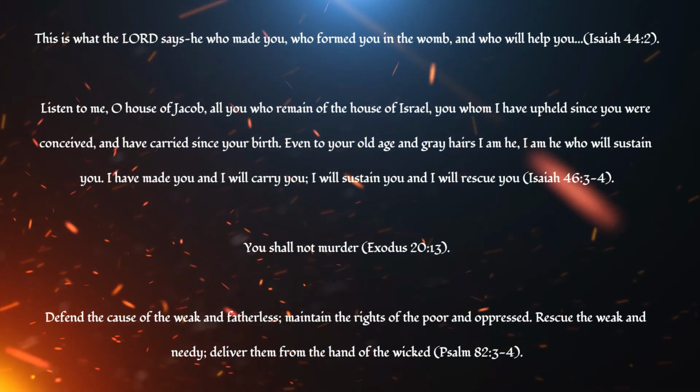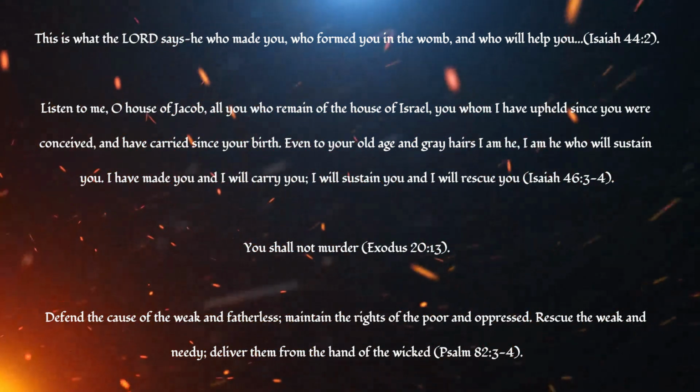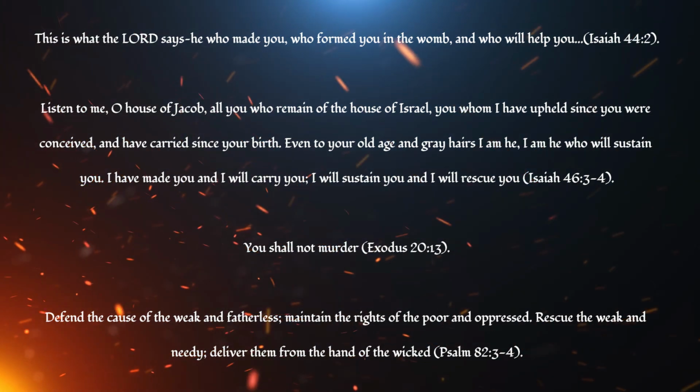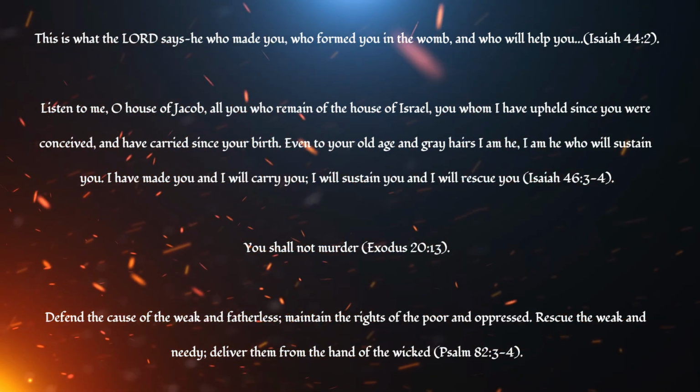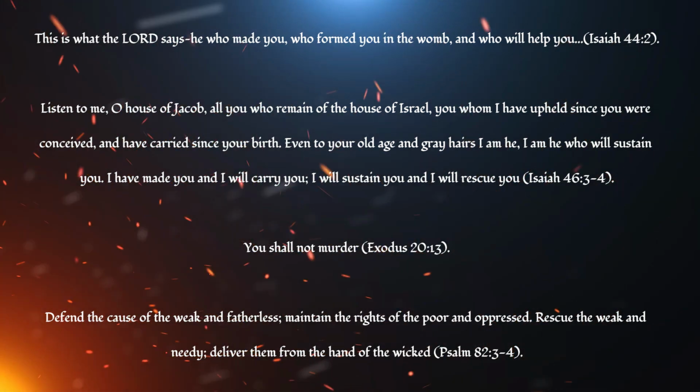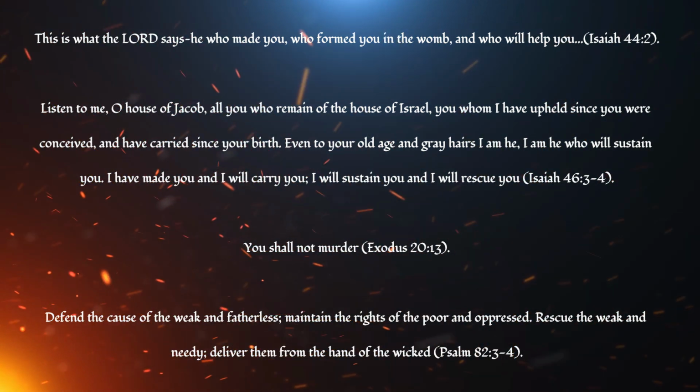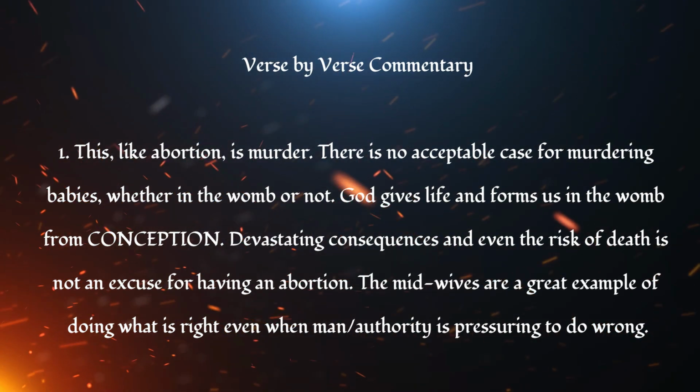Exodus 20:13. Defend the cause of the weak and fatherless. Maintain the rights of the poor and oppressed. Rescue the weak and needy. Deliver them from the hand of the wicked. Psalm 82:3-4. Verse-by-verse commentary.